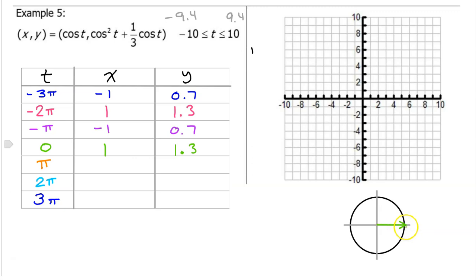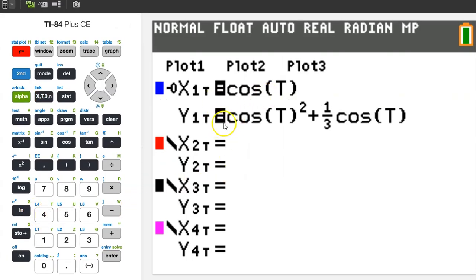At t equals 0, we are at the same position on the unit circle as we were when t was -2 pi. So this is just going to repeat. So this curve just oscillates back and forth between -1, 0.7 and 1, 1.3. For more detail, let's use the graphing calculator. I've typed in the parametric equations. Notice that the calculator is in radian mode.